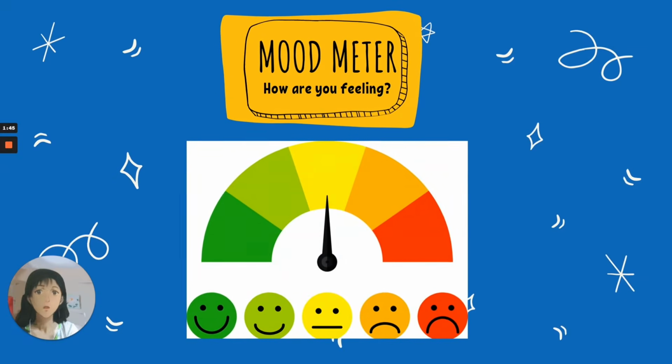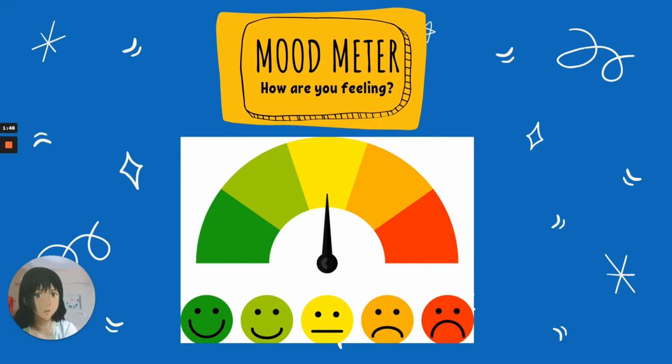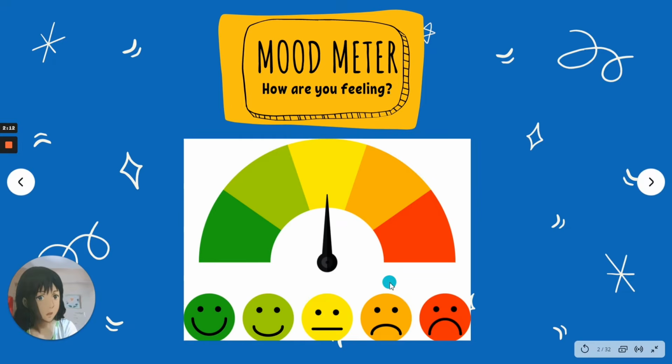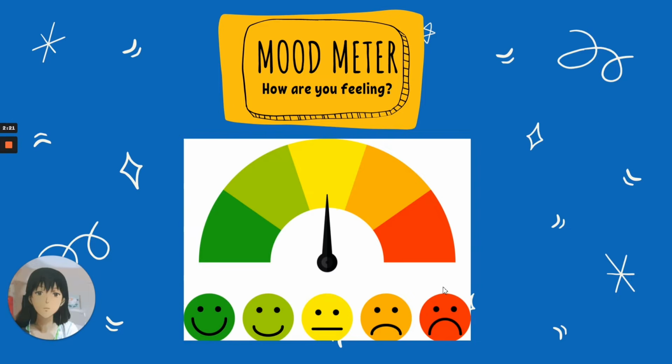First of all, I'd like to know how you are feeling today by looking at the mood meter. So, are you feeling green, which means you are very happy today? Or are you feeling yellow-green, which means that you are just feeling fine? Or are you feeling yellow, which means you are feeling so-so? Or are you feeling orange? Are you feeling sad? Or are you feeling red, which means you are tired or exhausted? Well, I hope everyone is green or very happy today.